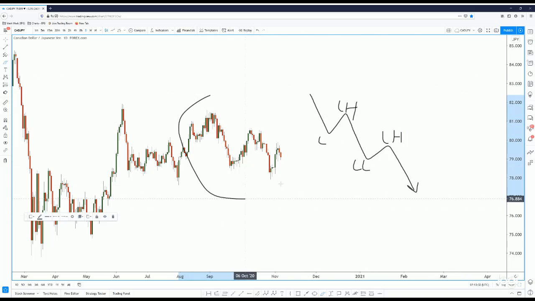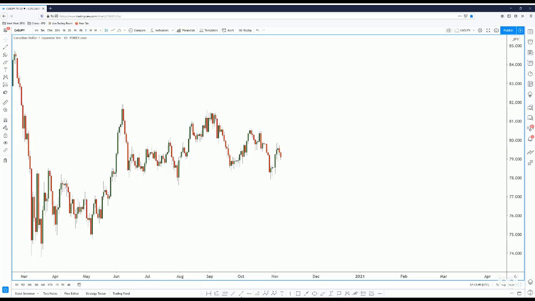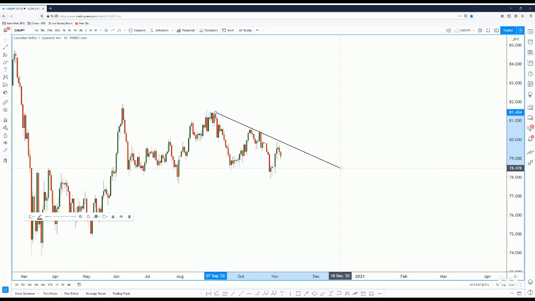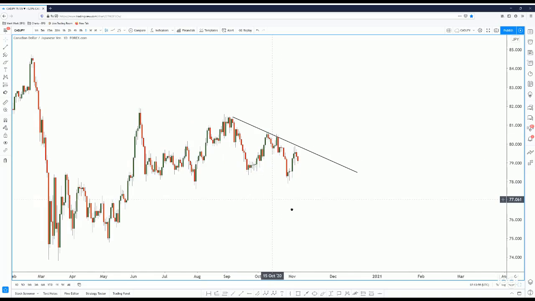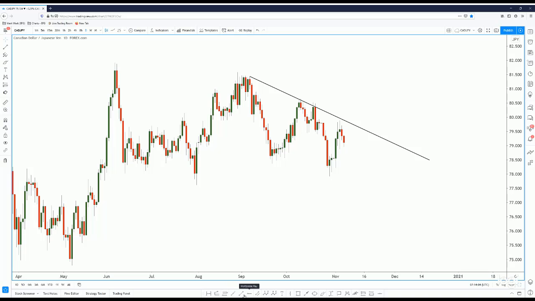Now we look at CAD yen recently, right? CAD yen makes a high here, it makes a low, it makes a lower high, it makes a lower low, makes a lower high. What we expect price to do is to make a lower low. Okay, so connecting all the highs, very simply, we get something like that. It's okay to try to touch as many candles as possible without cutting the candle body, so I'm just going to zoom in.